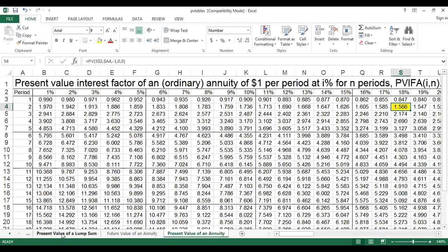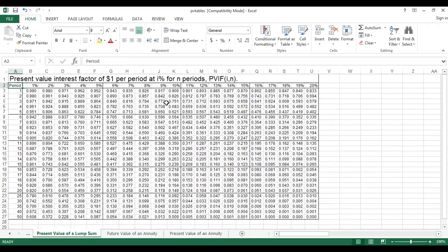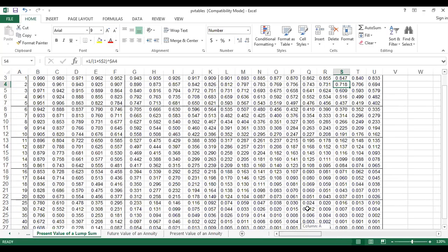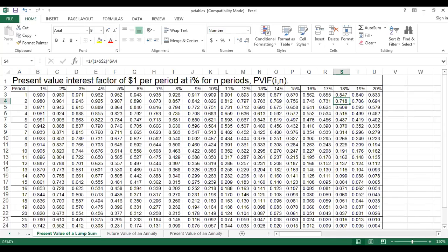So we have to go for present value lump sum, this particular column. Look for 18% for 2 years. How much is it? 0.718. So this is what you have to check. So 1000 into 0.718. Multiply, see what is the answer that you get, and add the total, find what is the price that you get.